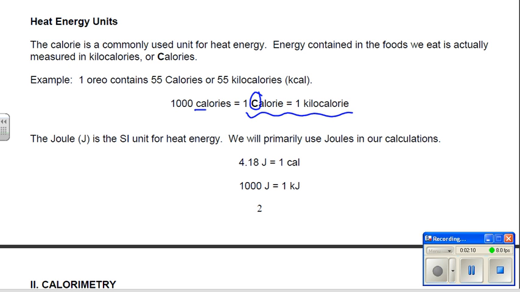Okay, so another unit that we use is the joule. It says the joule is the SI unit for heat energy. We will primarily use joules in our calculations, okay? And something important that you need to know, a joule is smaller than a calorie, okay? You've got 4.18 joules will equal 1 calorie. And of course, 1,000 joules will equal 1 kilojoule. So kilo means 1,000, remember? So 1,000 joules equals 1 kilojoule. So that's important for you to know the perspective on size.